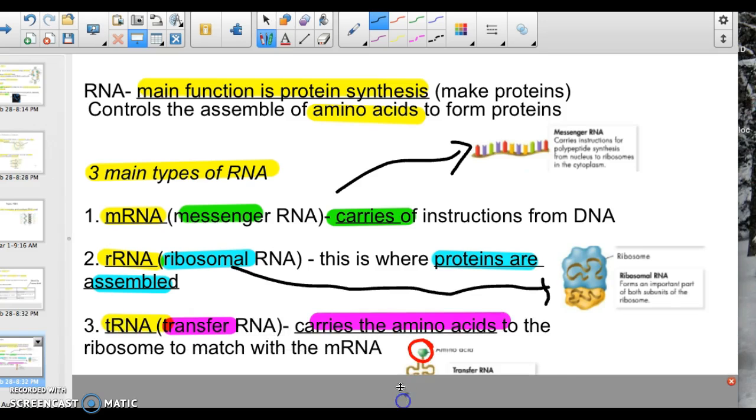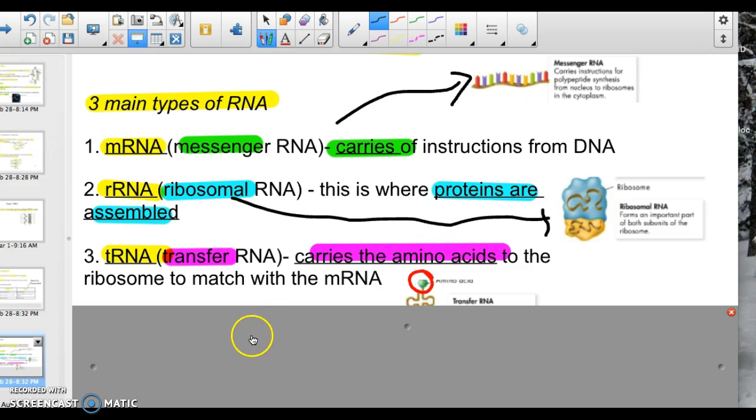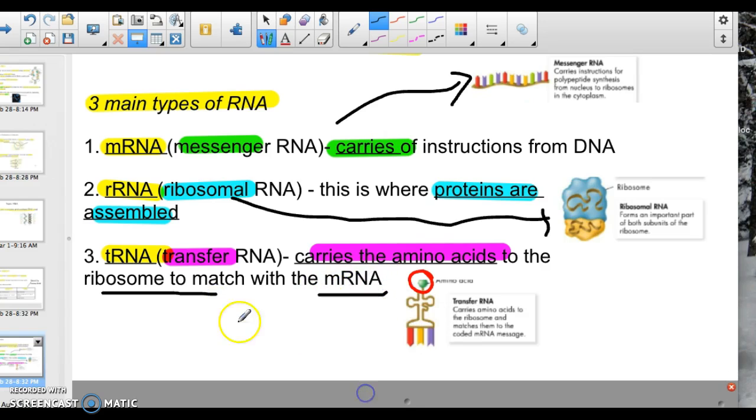The third and final type of RNA you need to know is called tRNA, and that stands for transfer RNA. And so its main role is to actually physically carry those amino acids to the ribosome and to make sure it matches with the mRNA. And so here is what a tRNA would look like. The main structure is this part right here with the 3 nitrogen bases, and then on the top you can see that amino acid.